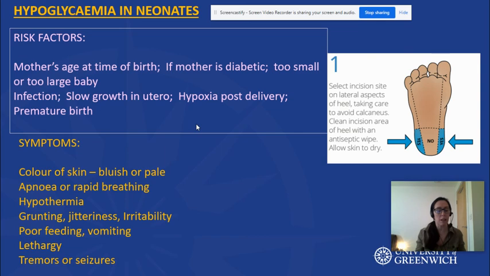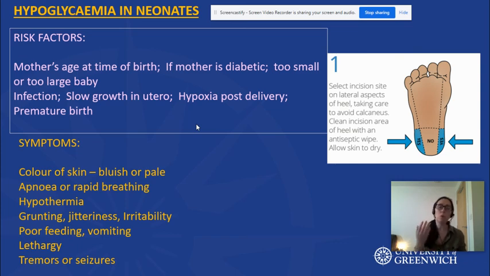Remember when we had a little look at the newborn? We looked at hypoxia, what might cause hypoxia: prolonged time in the birth canal, cord around the neck, distress, those kinds of things. Hypoxia post delivery and during the delivery can lead to hypoglycemia. Premature babies who aren't fully developed as well. So there's your risk factors for hypoglycemia.